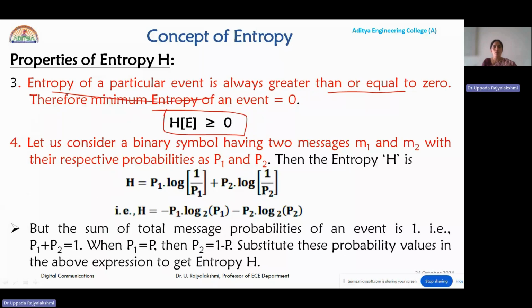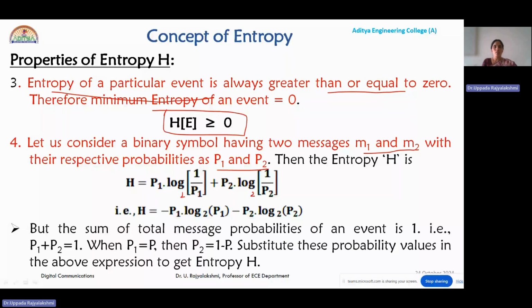So coming to the fourth property, let us consider a binary symbol having only two messages, that is M1 and M2. Let us assume their respective probabilities as P1 and P2. Then the entropy H is equal to P1 log 1 by P1 plus P2 log 1 by P2, base 2. So H can be written as minus P1 log P1 base 2 minus P2 log P2 base 2.